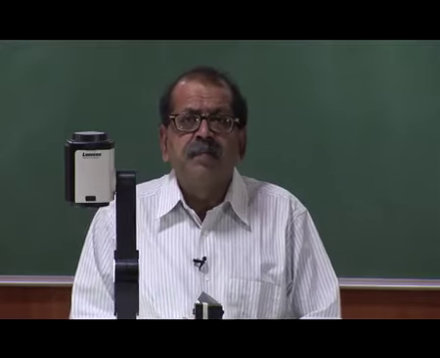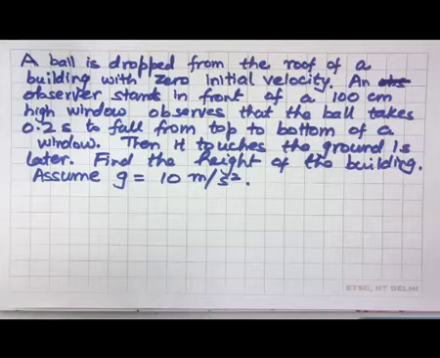Let us take an example now. The problem says a ball is dropped from the roof of a building with 0 initial velocity. An observer stands in front of a 100 centimeter high window, and he observes that the ball takes 0.2 seconds to fall from top to bottom of the window, and then it touches the ground 1 second later, and we have to find the height of the building.